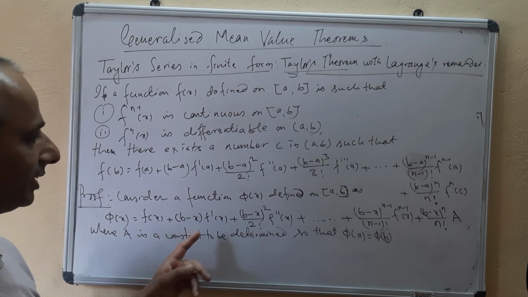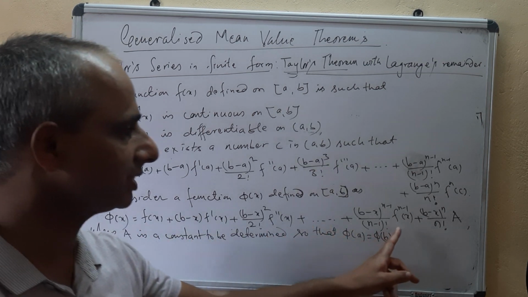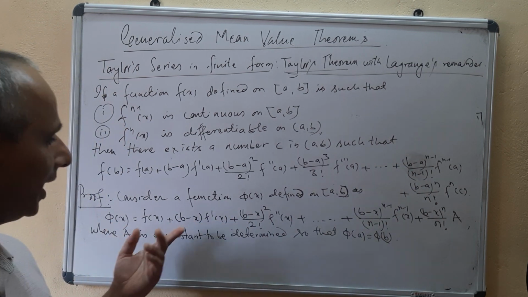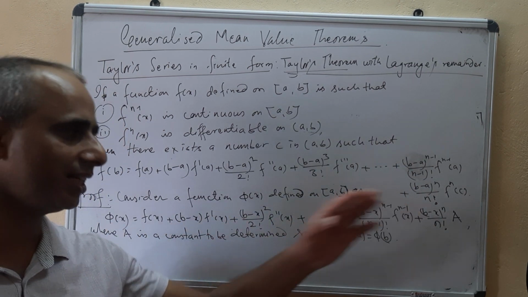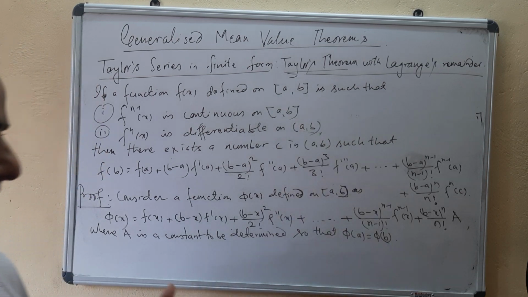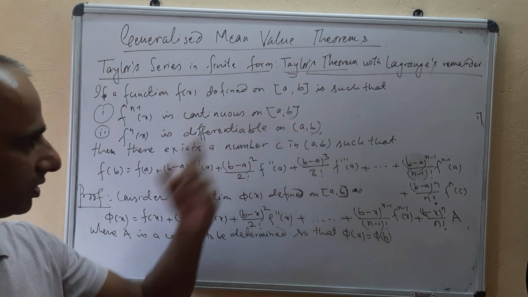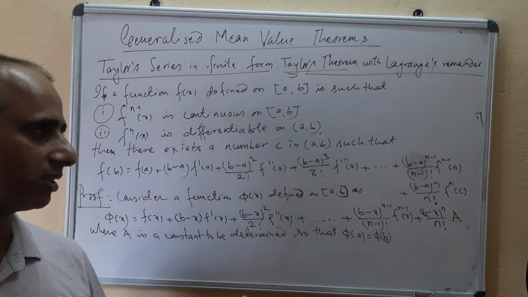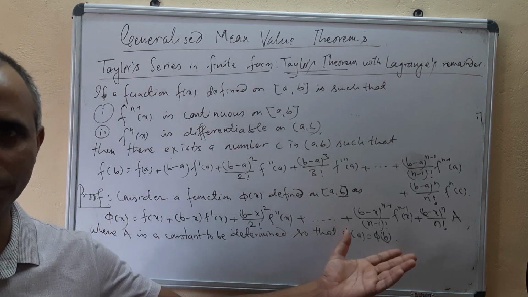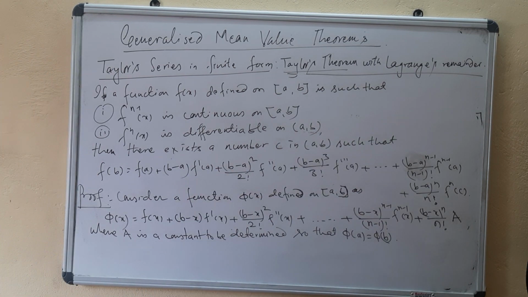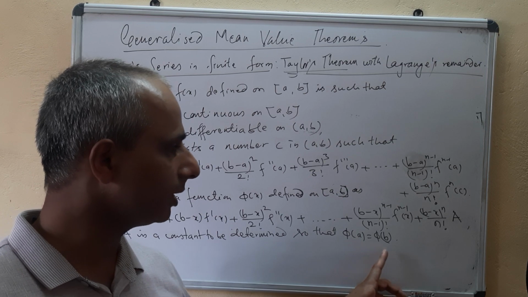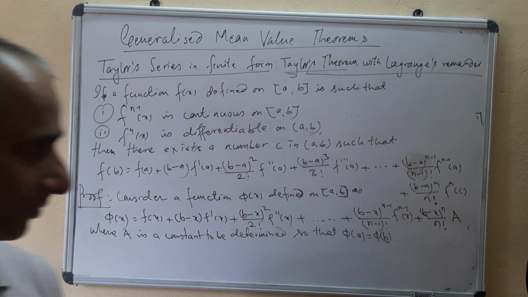That means f(x), f'(x), f''(x), up to f^(n-1)(x), all of them are derivable on the open interval (a, b), and these other polynomial functions are also derivable on the open interval (a, b). That's why phi(x) is also derivable on the open interval (a, b), which means phi(x) is differentiable on (a, b). And the third condition: we have chosen a in such a way that phi(a) will be equal to phi(b).